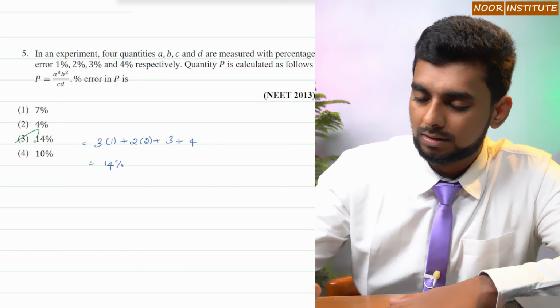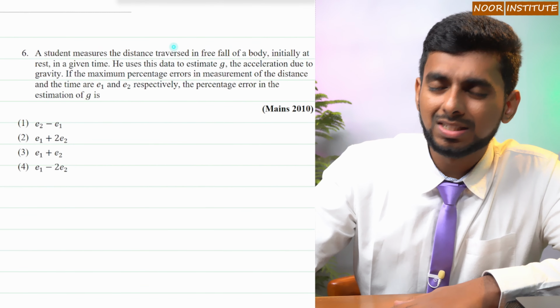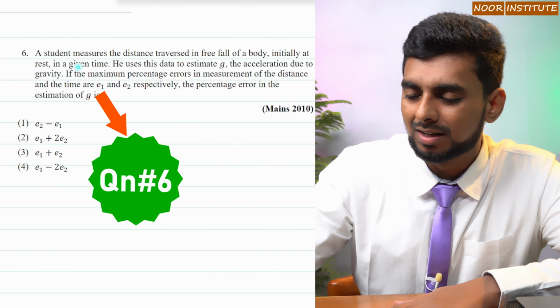So you should be clear with this one. Let's move on to the next one. The next sum is also based on propagation of error. Let's see what it is.